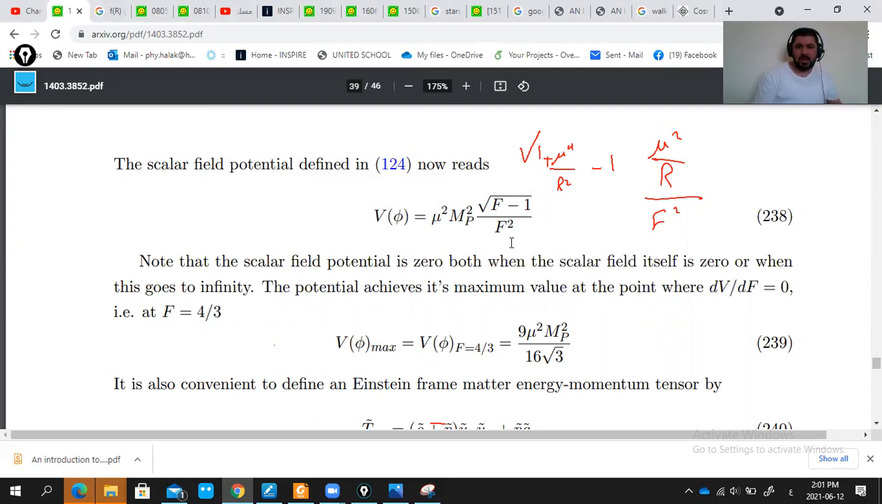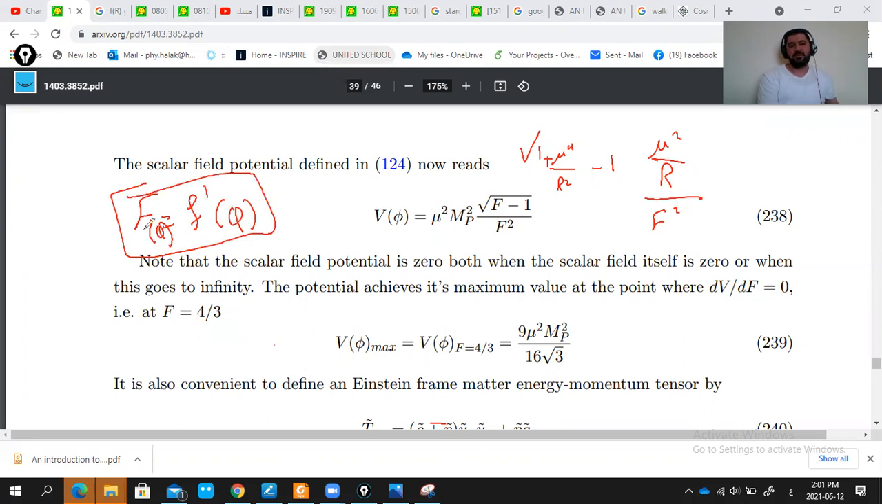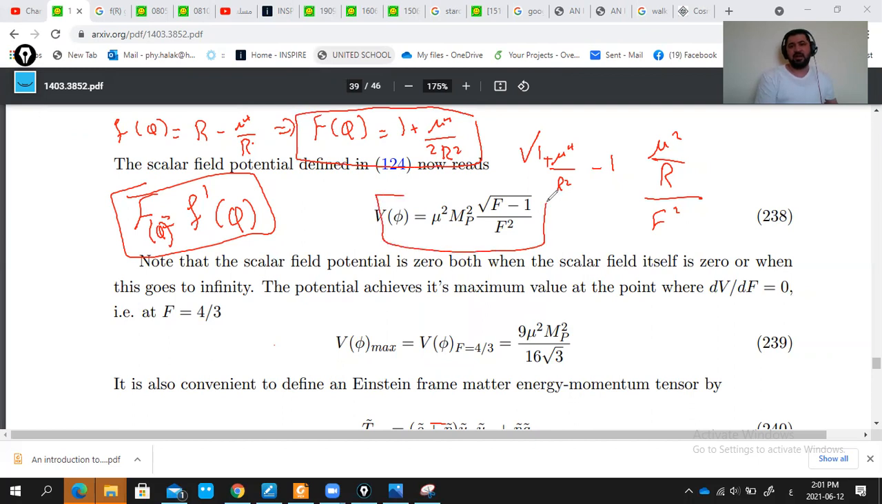Now it's clear. So now I work on this one just to be checked. Now F capital represents F prime phi. If we say that F phi is R minus mu to the power 4 over R, then F capital R is not only this part, it's 1 plus mu to the power 4 over 2R squared. Now if we apply this formula, we can find that V phi will be given by this.